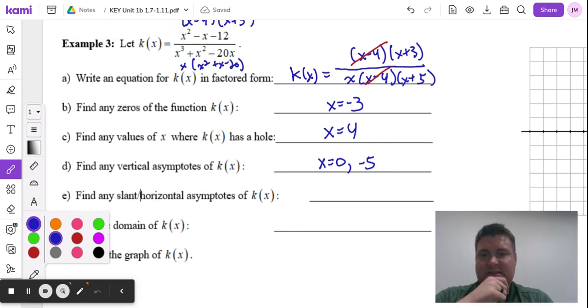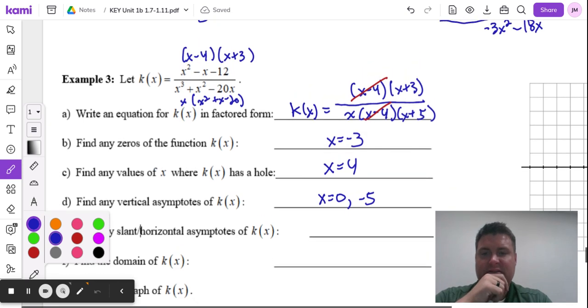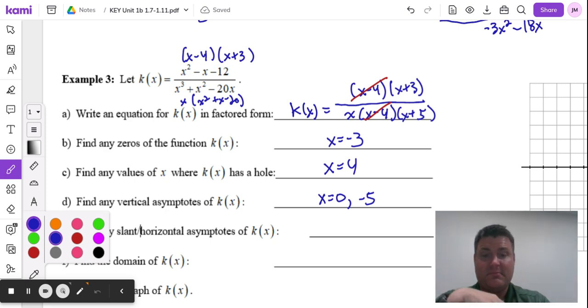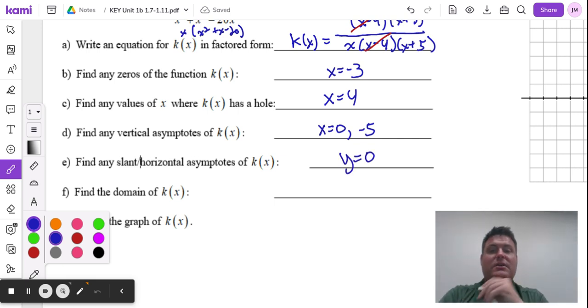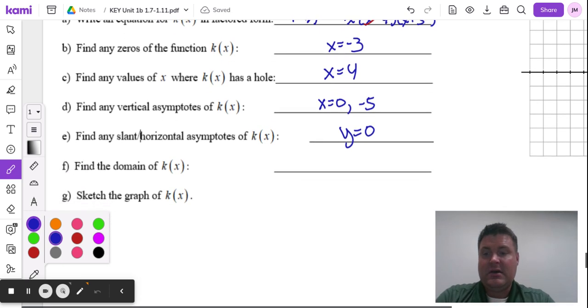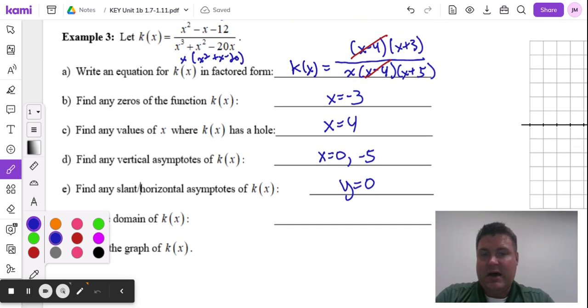Find any slant asymptotes or horizontal asymptotes. What's kind of nice about this is I have bigger on the bottom, smaller on top, so I have a horizontal asymptote of y equals 0. No long division, because the power on the bottom is larger. I'll find the domain after I sketch. I think that's a little bit easier to do.